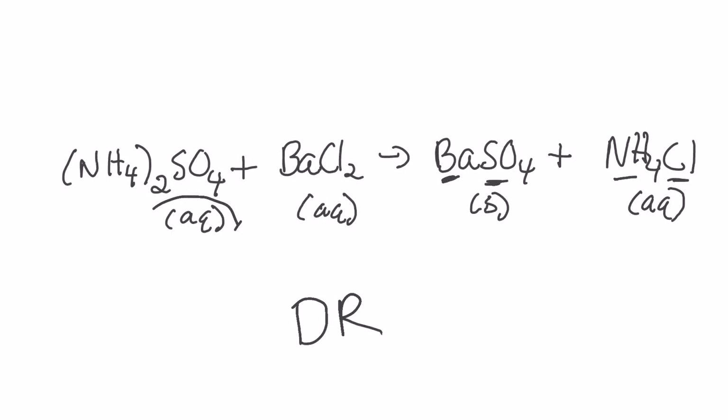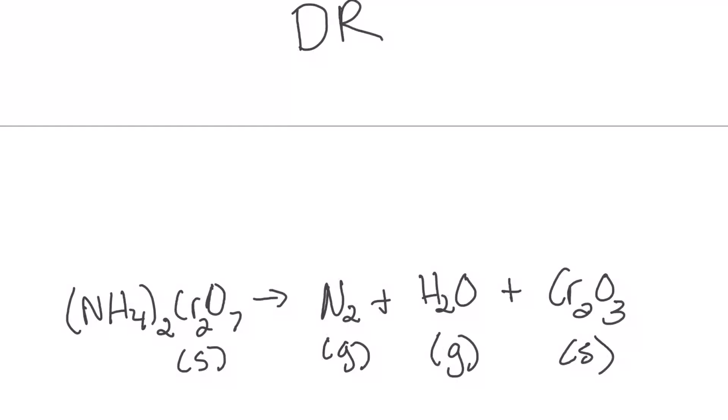So let's balance this. I have 2 ammoniums on this side, only 1 ammonium on this side. So I'm going to put a 2 in front. I have 1 sulfate on this side, 1 sulfate on that side, so that's balanced. And I'm sorry for all the lines on screen, but it helps you to follow what I'm pointing to. 1 barium on this side, 1 barium on this side, 2 chlorides on this side, 2 chlorides on this side. So it's balanced. Very simple way to balance it. So I'm done with that one.